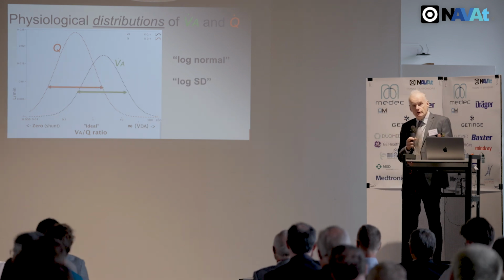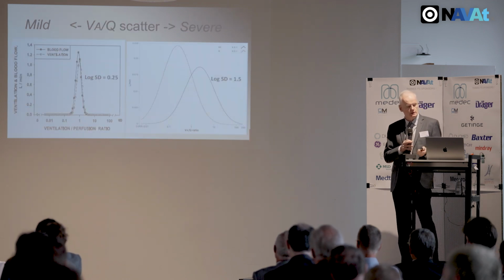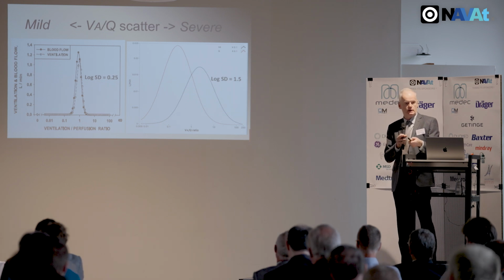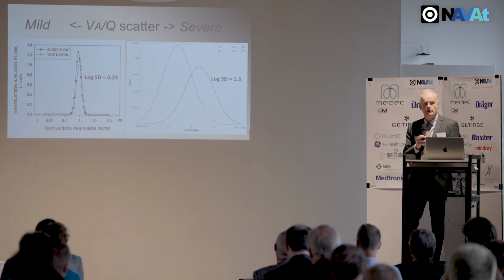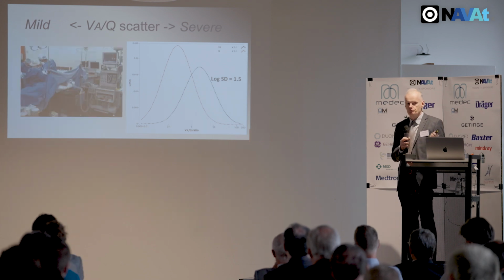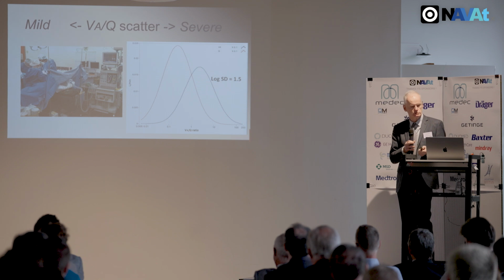So the x-axis is log scale here, and so these are what we call log normal distributions. And as VQ scatter worsens, those two curves, the ventilation and the blood flow curves, diverge and widen. And the log standard deviation is the width of those curves, and that's how we measure the degree of VQ mismatch. So your VQ distributions will look like the one on the left at the moment. They're narrow and tight and well matched. But our anaesthetised patients look pretty much like the one on the right most of the time, wide and divergent.